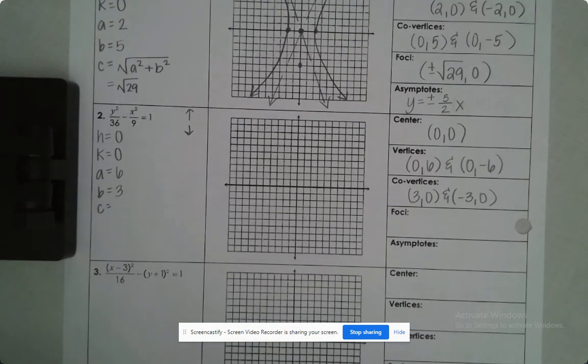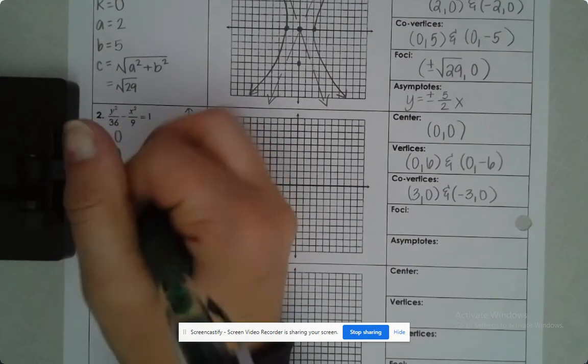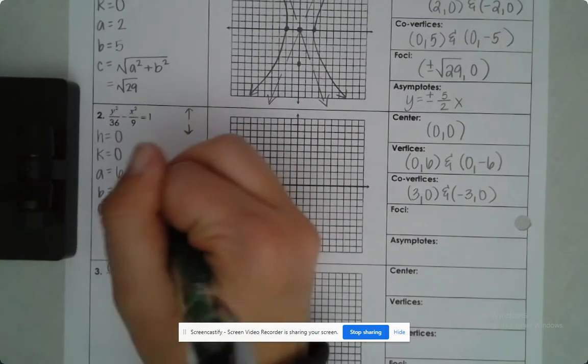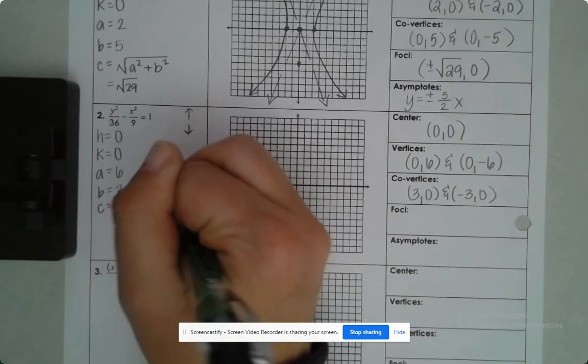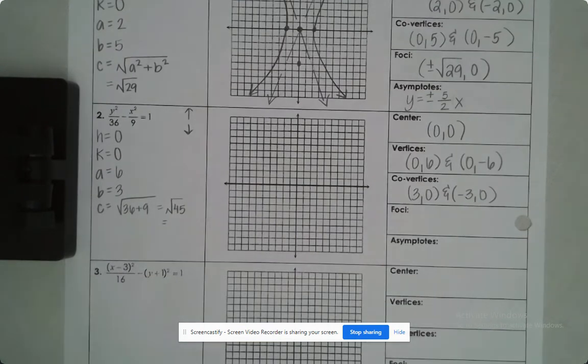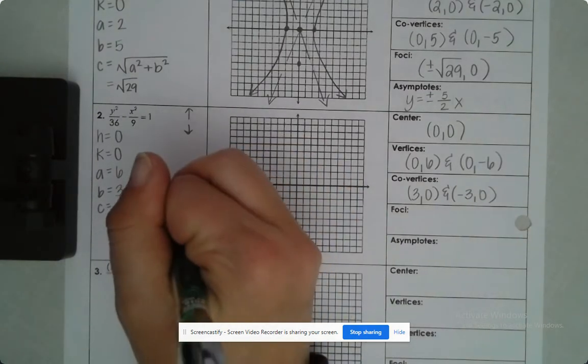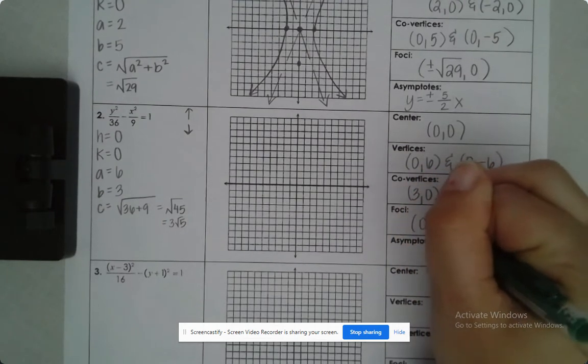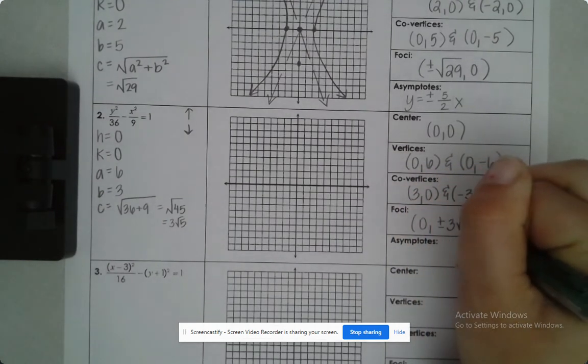How do I find my foci? I'm going to take the square root of a squared plus b squared. So this is the square root of 36 plus 9, which is the square root of 45, which is what? That's 3 radical 5. What do I add 3 radical 5 to? The y value. So this is 0, comma, plus or minus 3 radical 5.